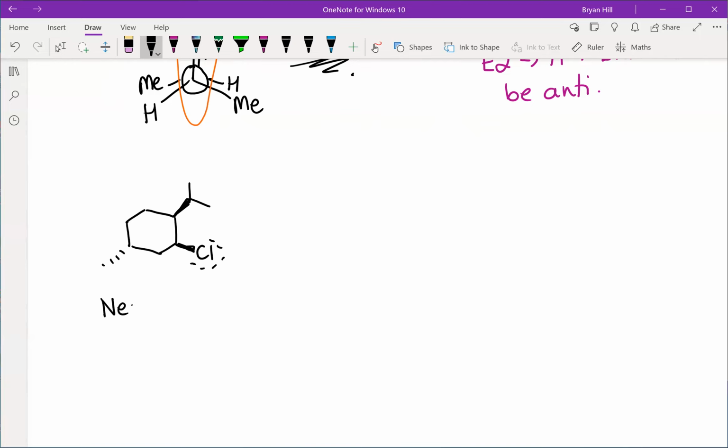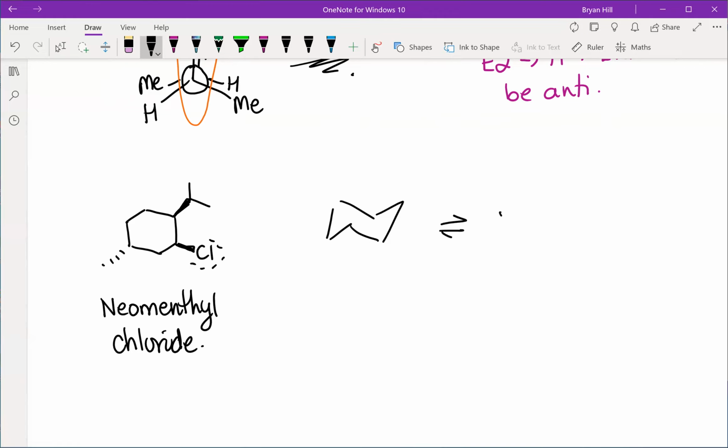This compound here is called neomethyl chloride. And if we were to draw the two chairs of this, let's do that. Let's remember how to do that. Okay, so we will do our typical numbering 1, 2, 3, 4. On carbon 1, we've got an isopropyl group and it is up. So in this conformation, the isopropyl group would be up. Carbon 2, we've got a chlorine which is up. So this will be equatorial, which is up. And then on carbon 4, we've got a methyl group which is down.